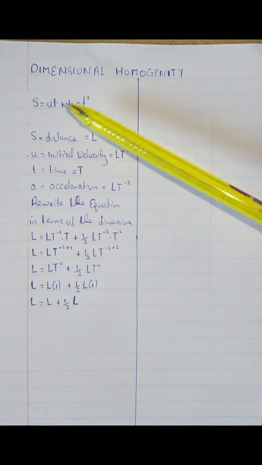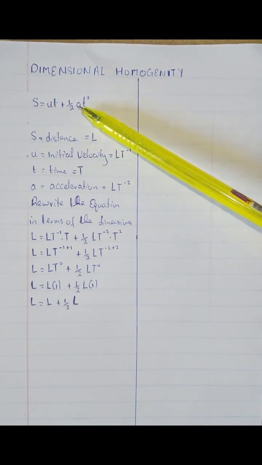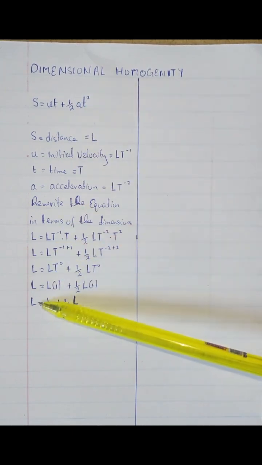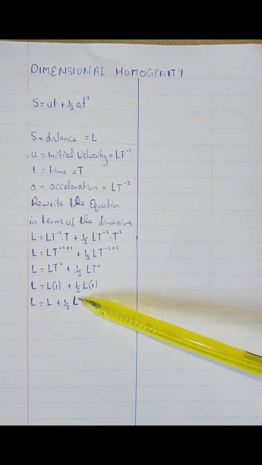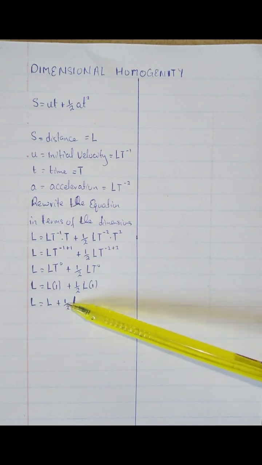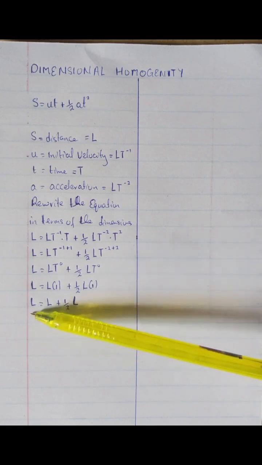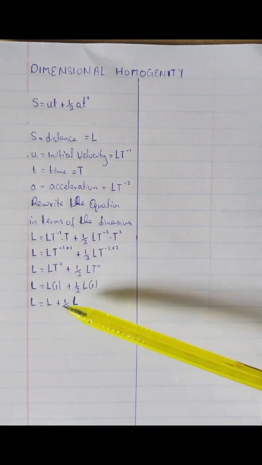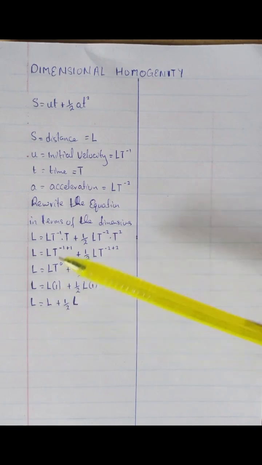This equation follows the principle of dimensional homogeneity because all the terms here are L. You can see L here, L here, and L here. Now recall I said not minding the coefficient. So we have L here, L here, and L here, meaning that they are dimensional homogeneous. So it's that easy. Now we can say that this equation, they are dimensional homogeneous.